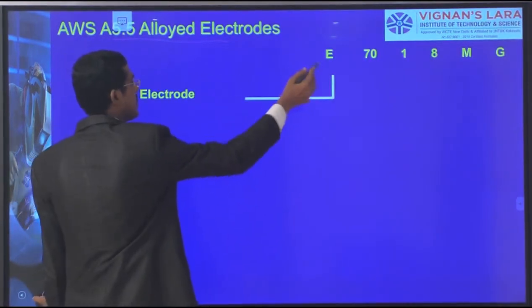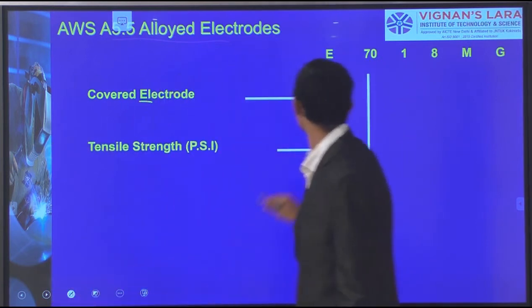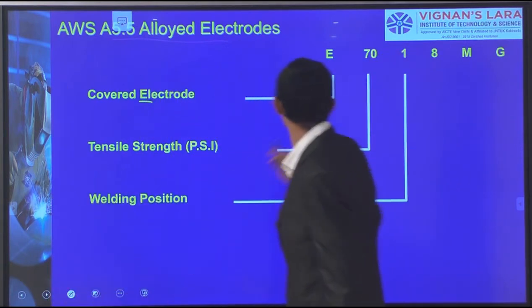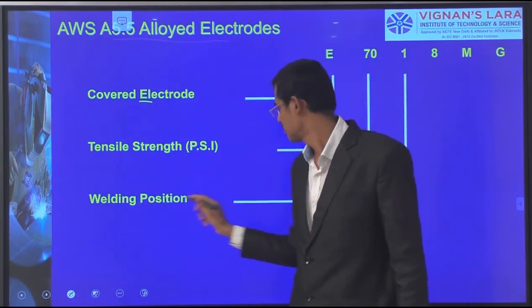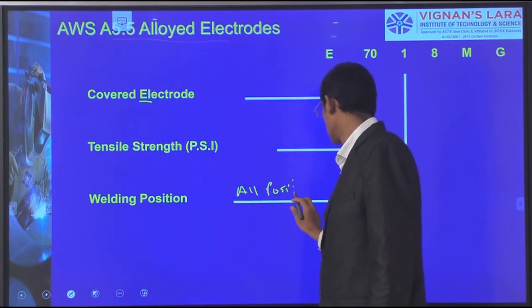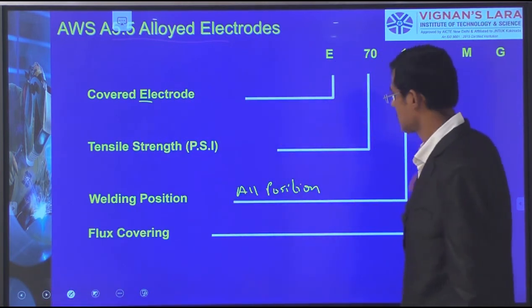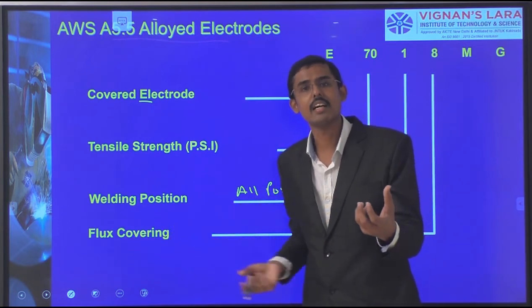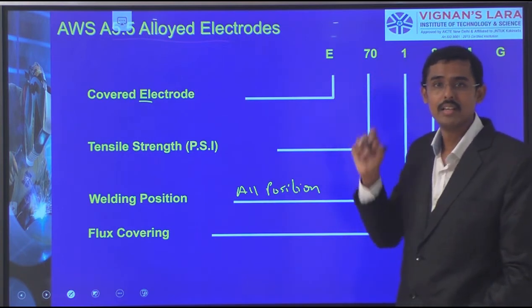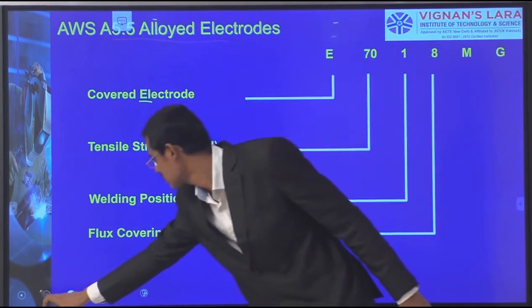At first, E represents the covered electrode, and then the 70 represents the tensile strength value, and then the third one, the 1, represents the welding positions, maybe 1G, all positions. And the next one, 8, represents the flux covering, whether it is a rutile covering, basic covering, or cellulose covering. With respect to that, we have to see the manual. This 8 represents which covering method. We have to see the supplier manual with respect to standards.